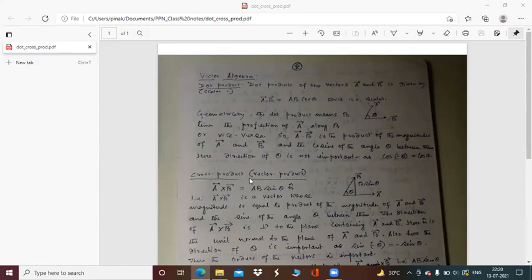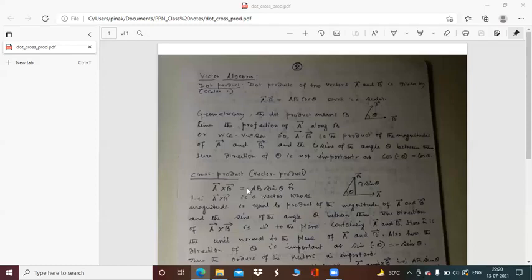Now, cross product between two vectors, which is also called vector product. Now you refer to this figure. Here there are two vectors. One is vector a bar, one is vector b bar, and theta is the angle between them. Then the cross product between a bar and b bar is given by a bar cross b bar is equal to a into b into sine theta into n cap.